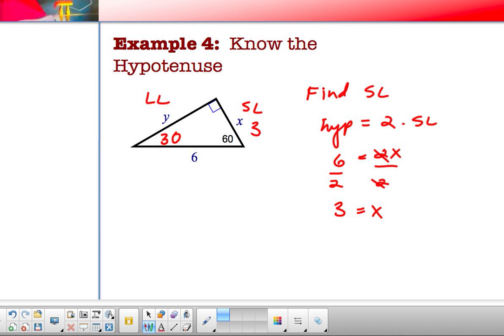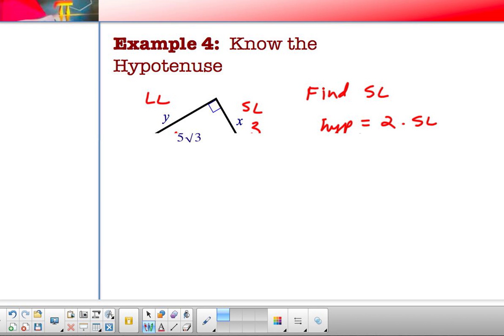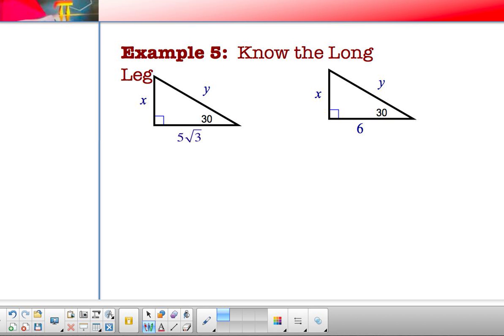So I'll put that in my diagram. Then to find the long leg, again, start with your equation. The long leg is equal to the short leg times the square root of 3. So y is equal to the short leg, which was 3, times the square root of 3, or we would just write y equals 3 root 3. And we're good.